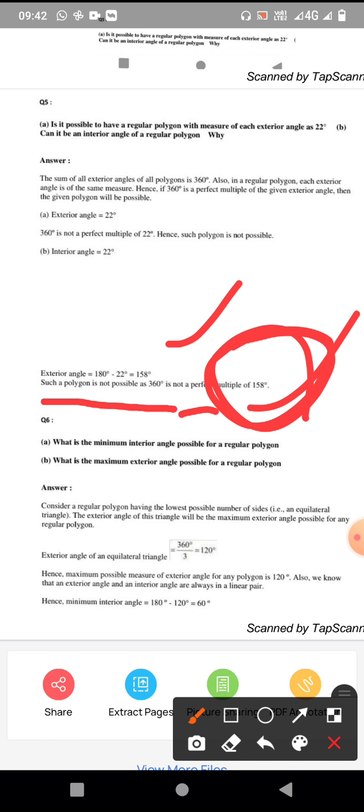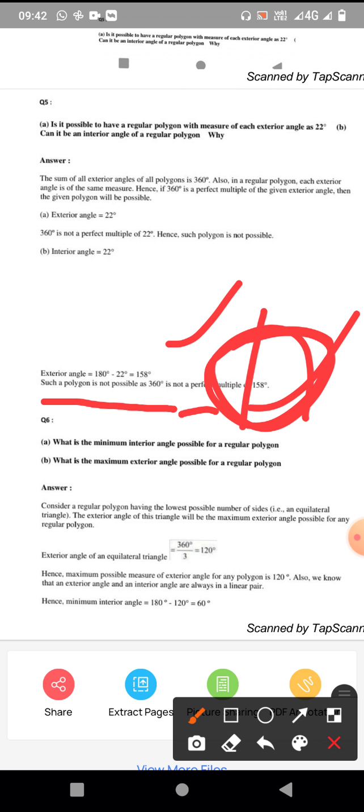See, a regular polygon has a minimum possible number of sides. The lowest is what matters, not the higher. But for exterior angles, the exterior angles have the maximum value for the regular polygon.